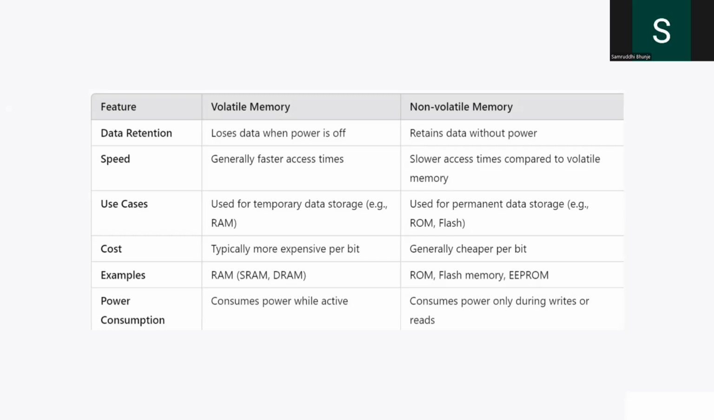Cost: volatile is expensive per bit and non-volatile is cheaper per bit. The examples are RAM for volatile memory and ROM for non-volatile memory. And as volatile memory depends on power, if power is off, the data will be lost. So it consumes more power when active, and non-volatile consumes power only during write and read operations.